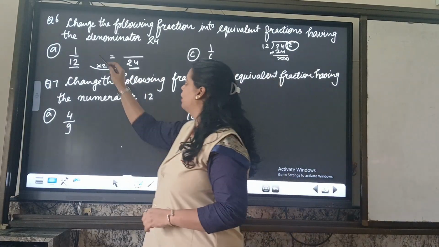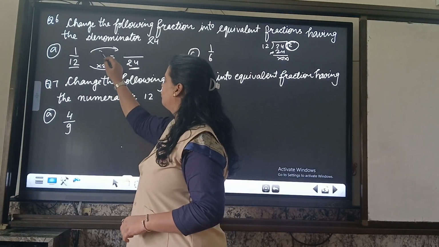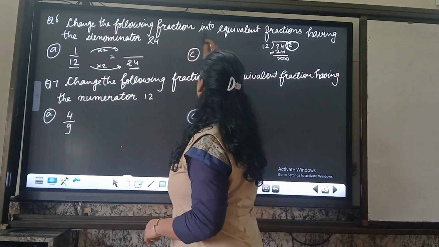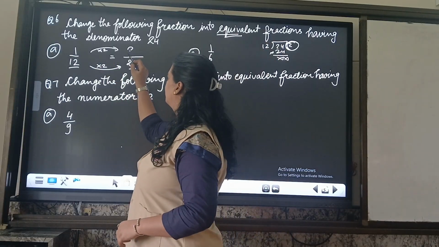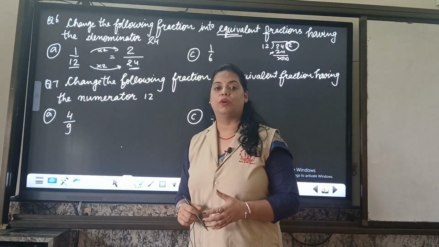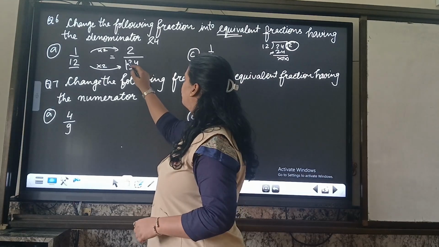Is this clear? Now the same number we are going to multiply, because which operation is saying? It is saying equivalent fraction you have to use. So our number should be 2 upon 24. Here 24 was the required number.